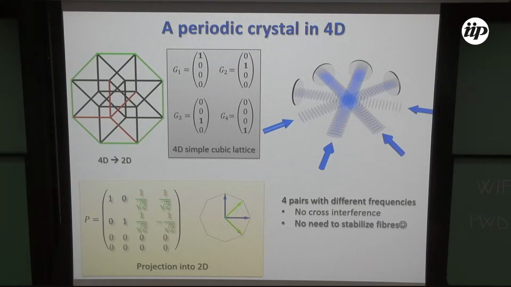If we take pairs with slightly different frequencies, so there's no cross interference, it's also very, very easy to build, because if there's no cross interference, we don't need to stabilize the individual fibers. The only thing that needs to be stable is the distances to the mirrors, which is roughly the same, say, as we have in an ordinary square lattice. So it's straightforward to do. But is it really a quasicrystal? It's just a few interfering laser beams. This must be periodic.